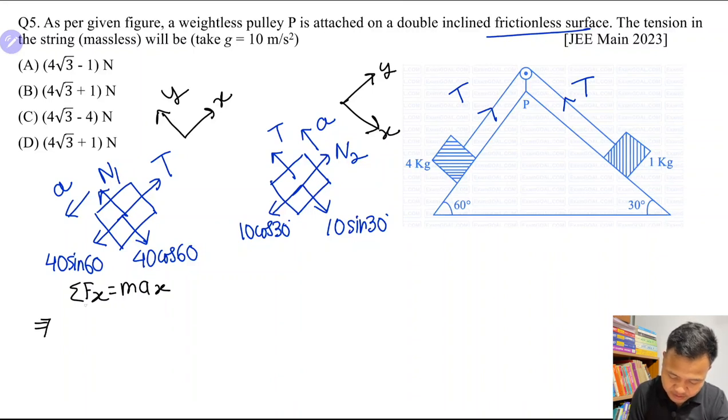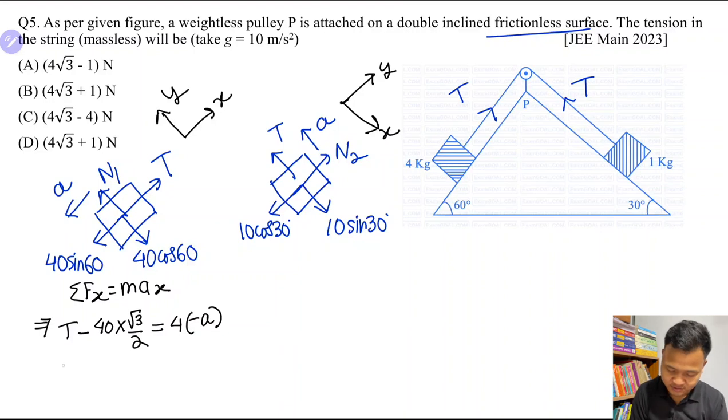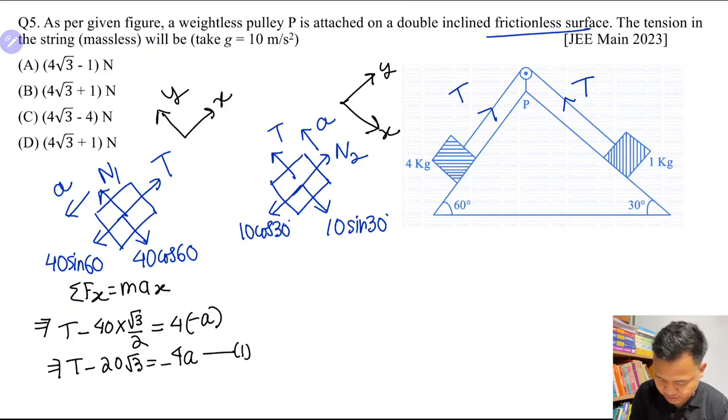For Fx, T is positive, this is negative, this is negative. So T minus 40 sin 60, which is root 3 by 2, should equal 4 into minus a. So T minus 20 root 3 should be equal to minus 4a. Equation number 1.